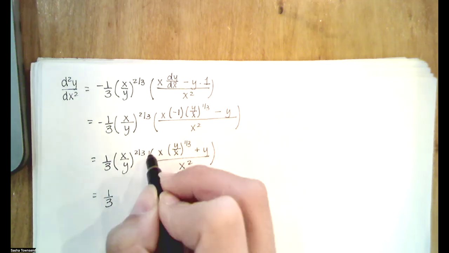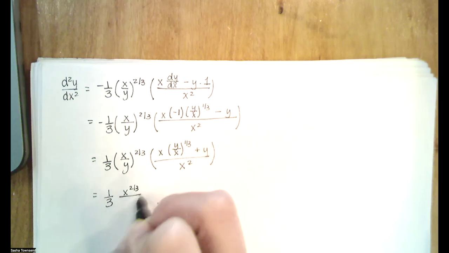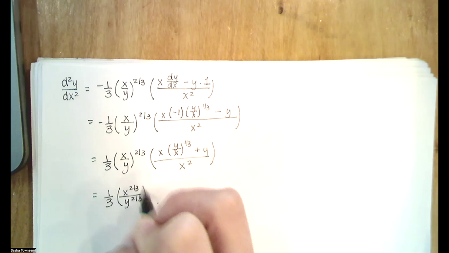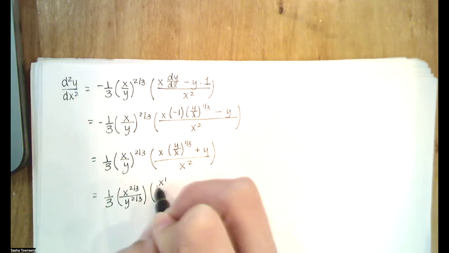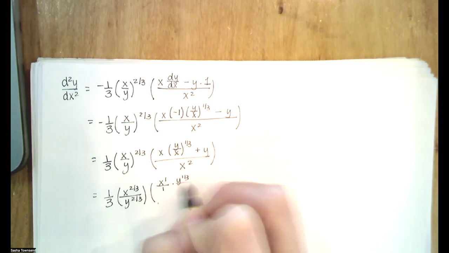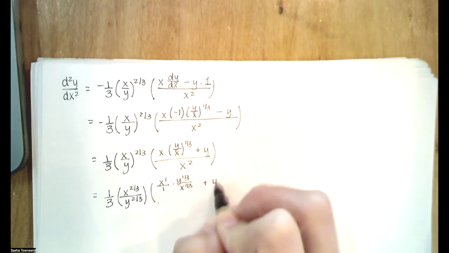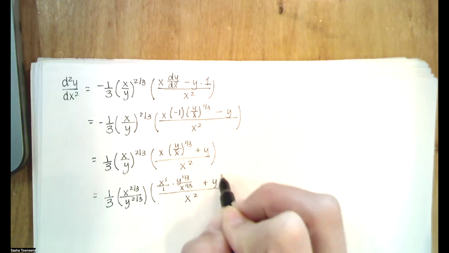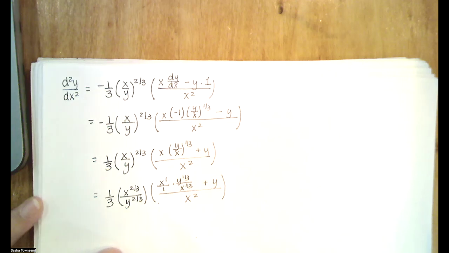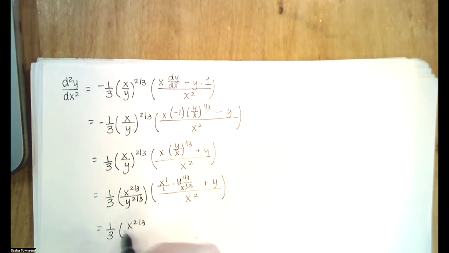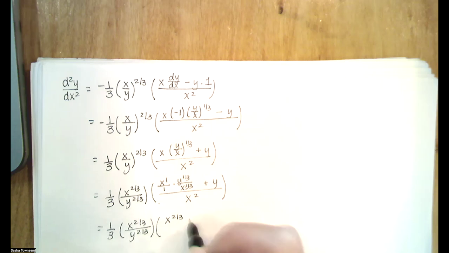Anytime you've got a quotient raised to a power, you can apply that power to the numerator and denominator separately. This is an x to the first divided by 1 times a y to the 1/3 divided by x to the 1/3. We're adding y, dividing by x squared. And then this 1 divided by x to the 1/3 is going to give me an x to the 2/3. We've got x to the 2/3, y to the 1/3 plus y, all divided by x squared.